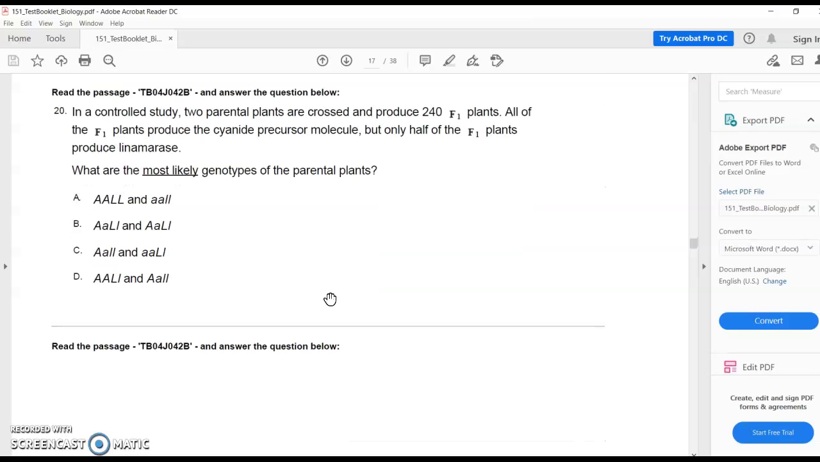Number 20, you're looking for genotypes. And so you're looking for which are the genotypes of the parent. So it says 2 parental plants are crossed and produce 240 F1 plants. All the F1 plants produce cyanide precursor, but only half of them produce the enzyme. So you're looking for the genotypes of the parents that could give you all the offspring have big A as their first letter, but only half of their offspring have big L as their first letter. And that genotype ends up being D. And you can work those out by trial and error through Punnett squares.